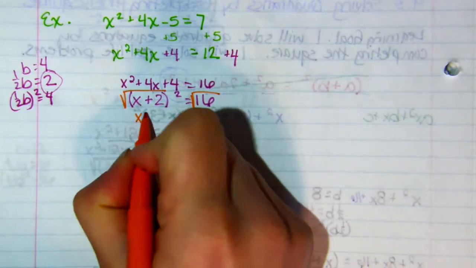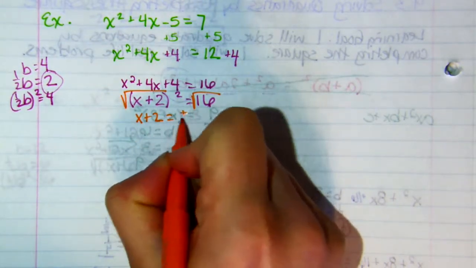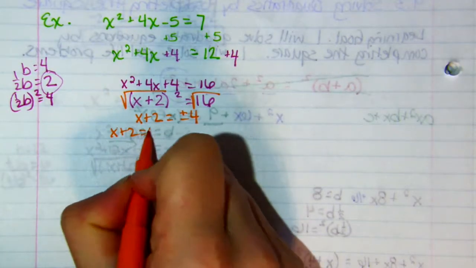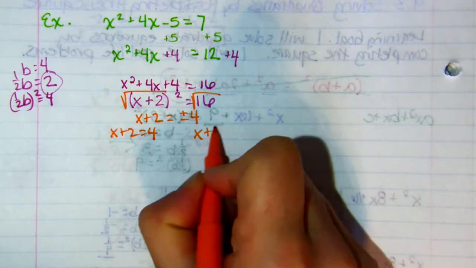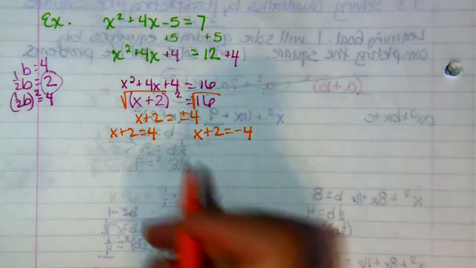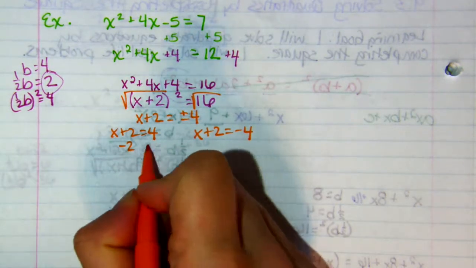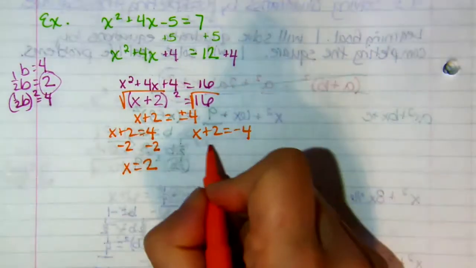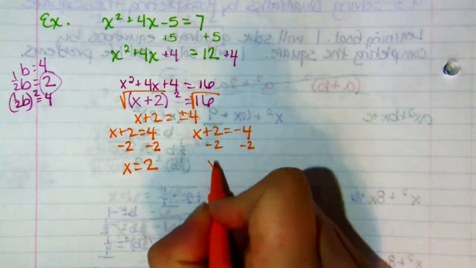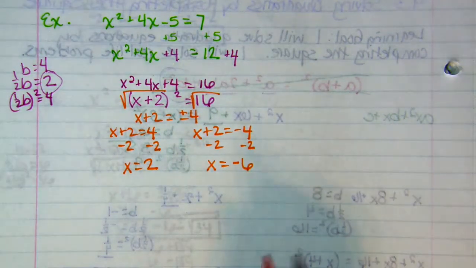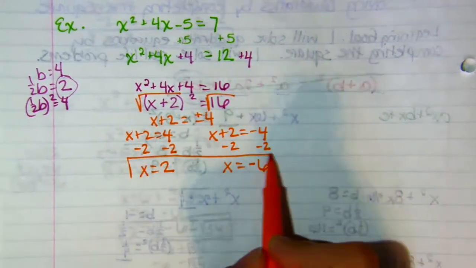Then I'm going to take the square root of each side. So I get x plus 2 equals plus or minus 4. So x plus 2 equals 4, or x plus 2 equals negative 4. Those are the two equations that will give me my solutions. Subtract 2 from each side and I get x equals 2. Subtract 2 from each side over here, I get x equals negative 6. So these are my two solutions.